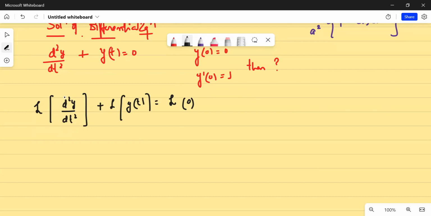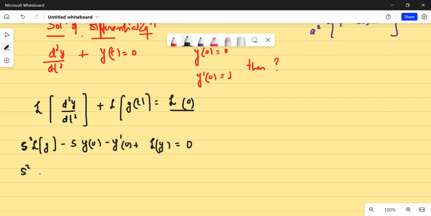And what is the Laplace transform of the double derivative? It is equal to s square times the Laplace transform of y, minus s times y of 0, minus y dash 0, plus the Laplace transform of y, and it is equal to what? 0. The Laplace transform of 0 is simply 0.